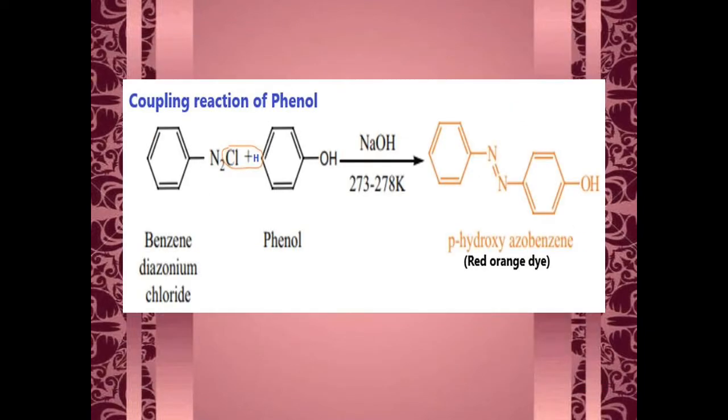Another important reaction is the coupling reaction. Benzene diazonium chloride is coupled with phenol under sodium hydroxide at 273 to 278 Kelvin. We get a red orange dye, that is para-hydroxyazobenzene. Here we are going to remove the HCl. One of the hydrogens in phenol is projected. That hydrogen reacts with the Cl of benzene diazonium chloride, so that we get para-hydroxy. The hydroxy is in the para position, and azo means 2 nitrogens. The 2 nitrogens are present between the 2 benzene rings, so the product name is para-hydroxyazobenzene.